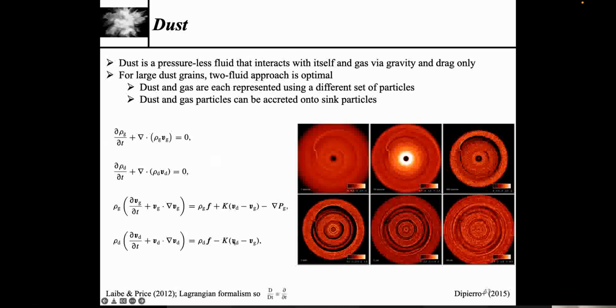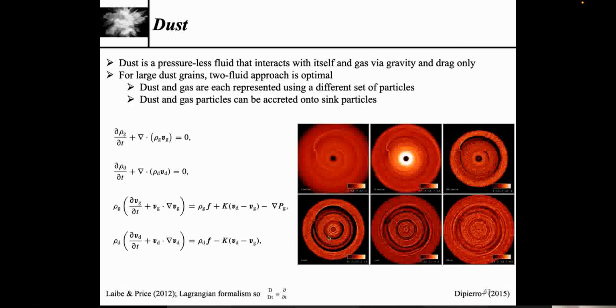So here we see we have two density equations, one for gas, one for dust. And we have two momentum equations, one for gas, one for dust. We have the drag terms that couple them, only gas has your pressure term, and so forth. And here's just an example of how six different grain sizes work within this formalism.